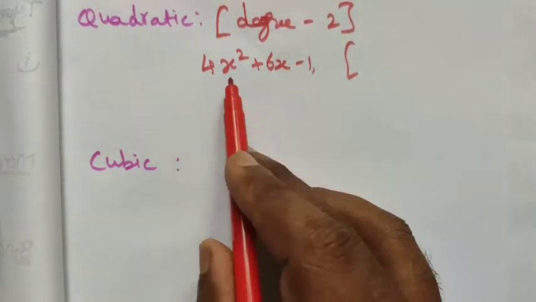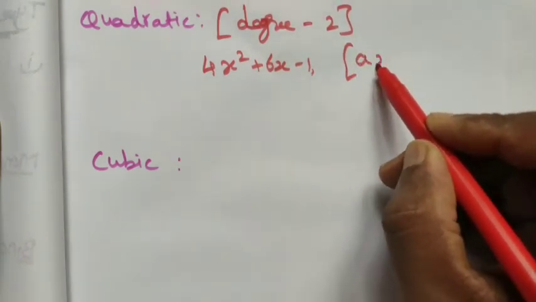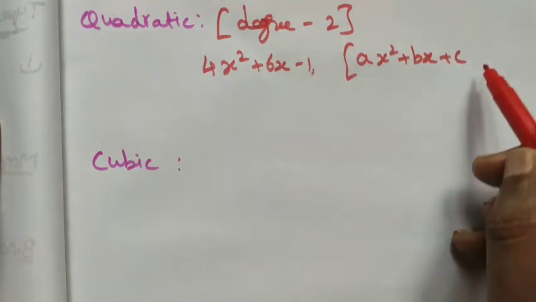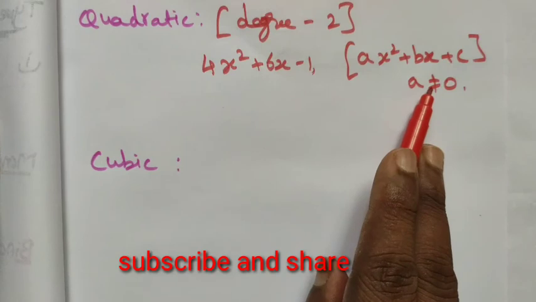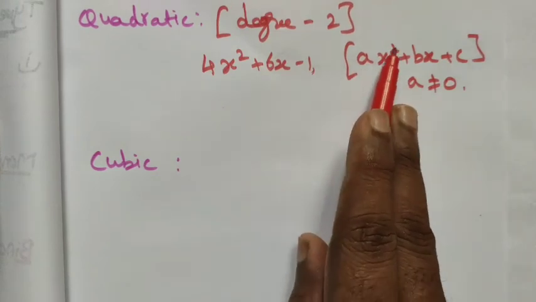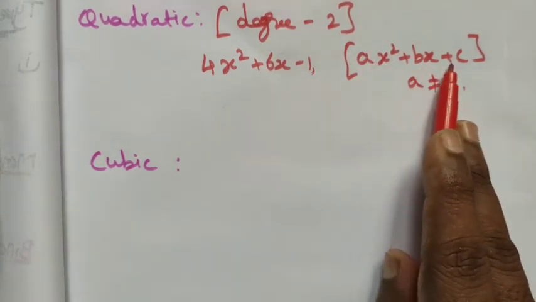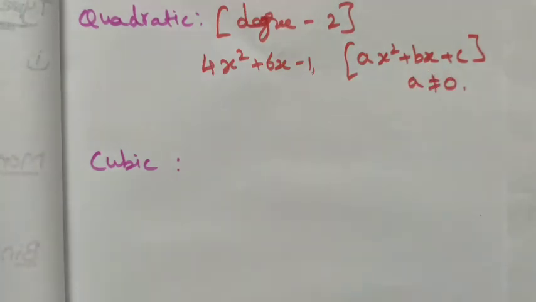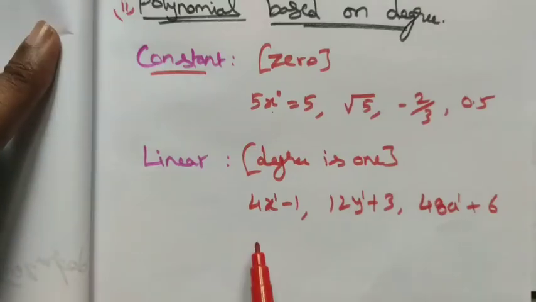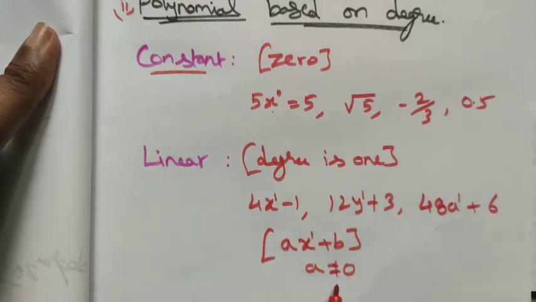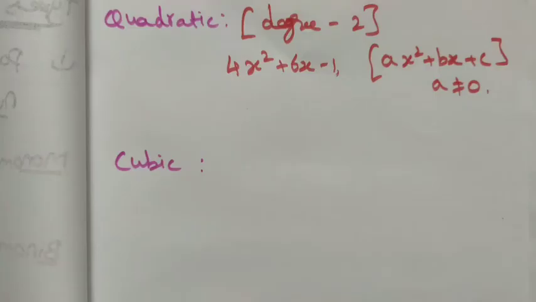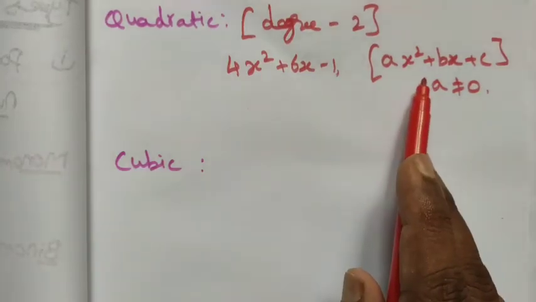In general, this equation is written in the form ax square plus bx plus c, and a is not equal to 0. If a is equal to 0, the whole term becomes 0. Then we get bx plus c, which is a linear polynomial. In general, the linear polynomial is written in the form ax plus b, where the variable has the power 1 and a is not equal to 0. So this is the general form of the quadratic polynomial.